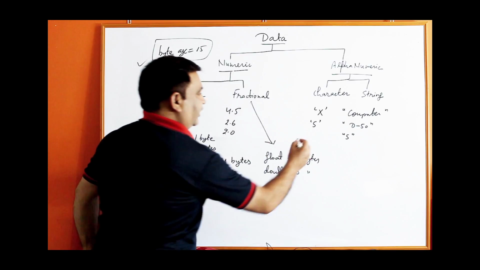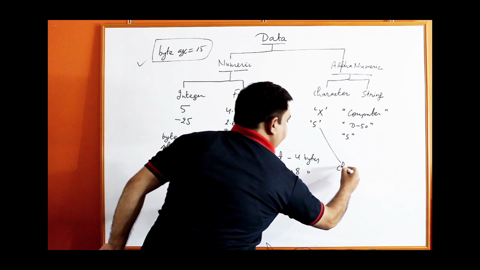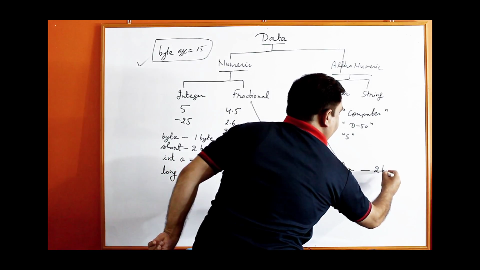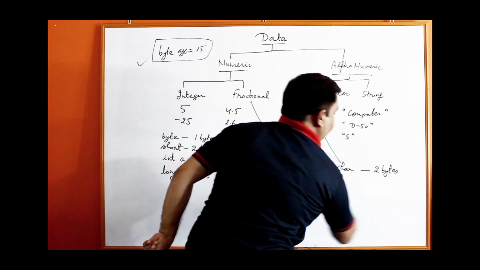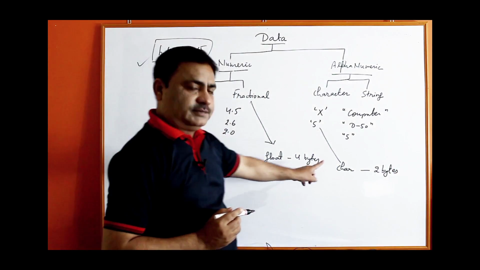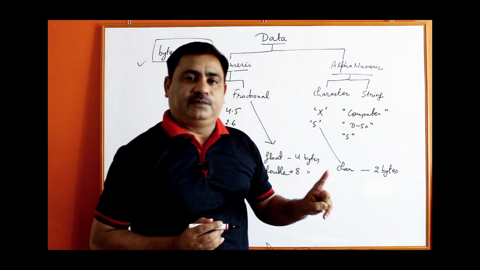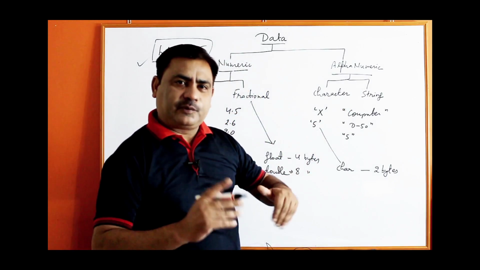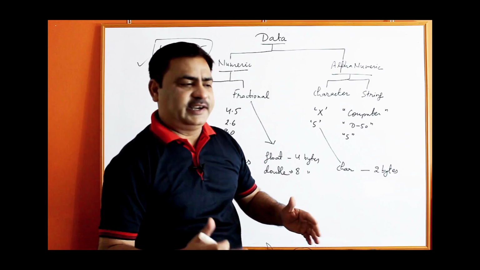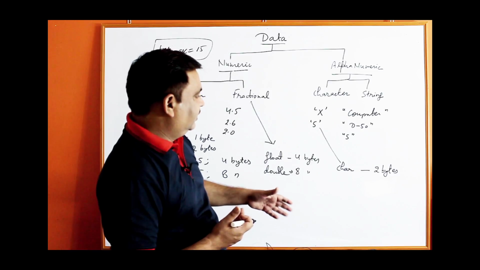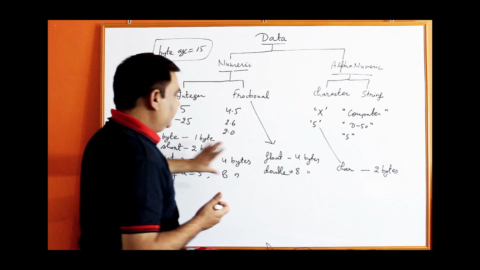For character data, Java provides one more data type, that is char. One character in Java occupies 2 bytes of memory. For string, there is no primitive data type. Java provides a class, the String class, which we will discuss in the next classes. So these are 7 primitive data types.